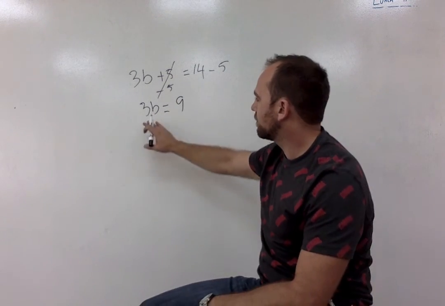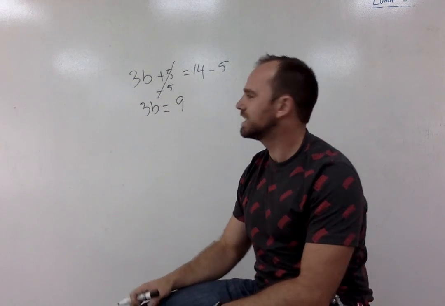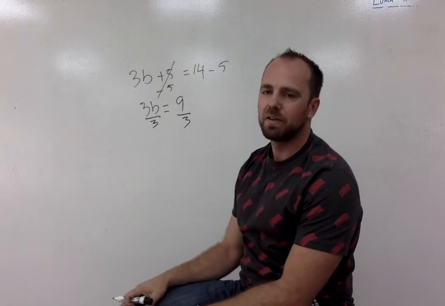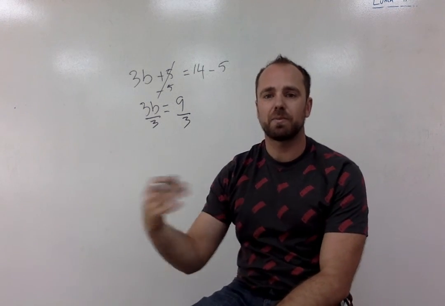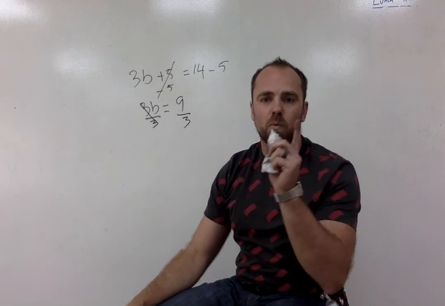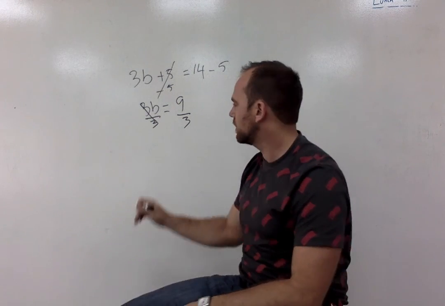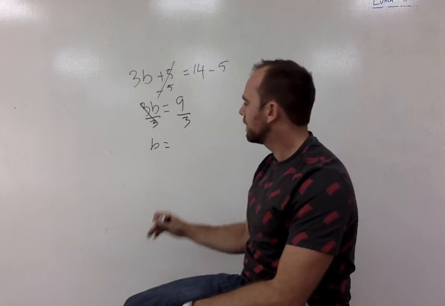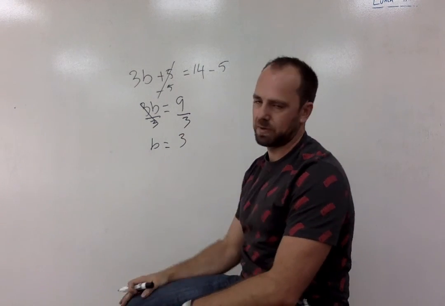Now, I have 3 times b equals 9. So the opposite operation would be divided by 3. So I'm dividing by 3 on both sides. 3 divided by 3 is 1. So now I'm down to that 1b that I was originally looking for. So I've got b equals 9 divided by 3, and I get 3.